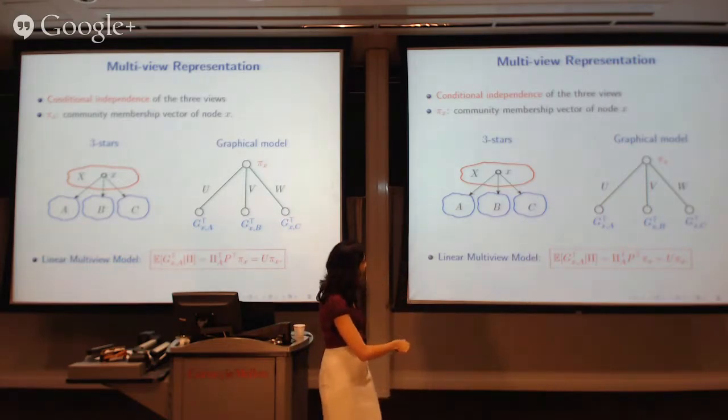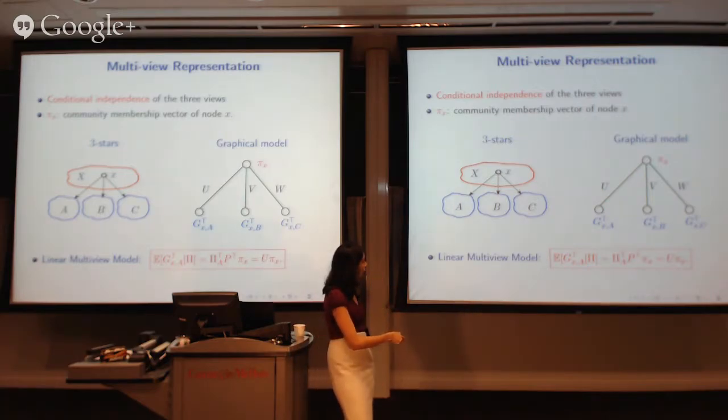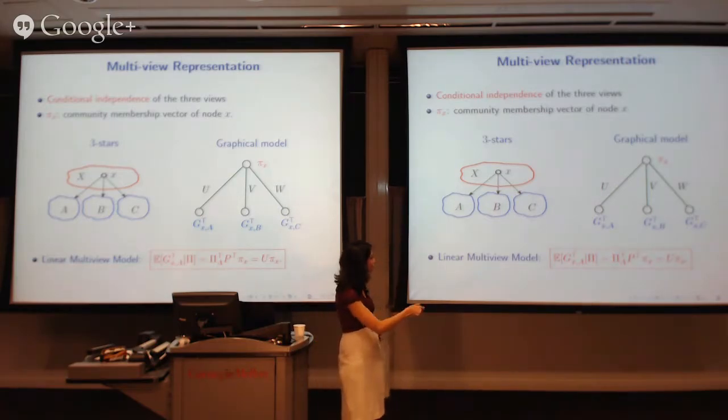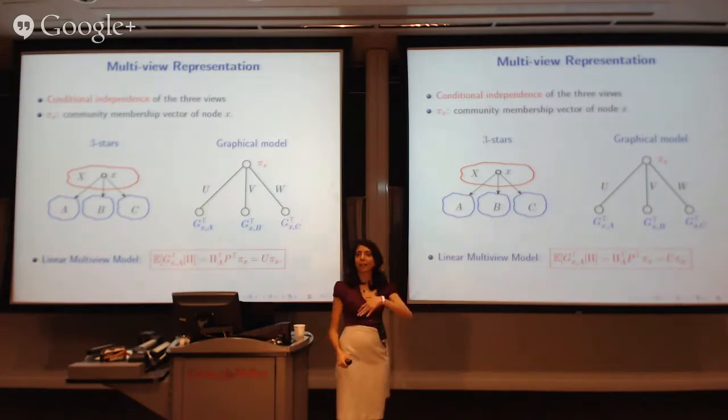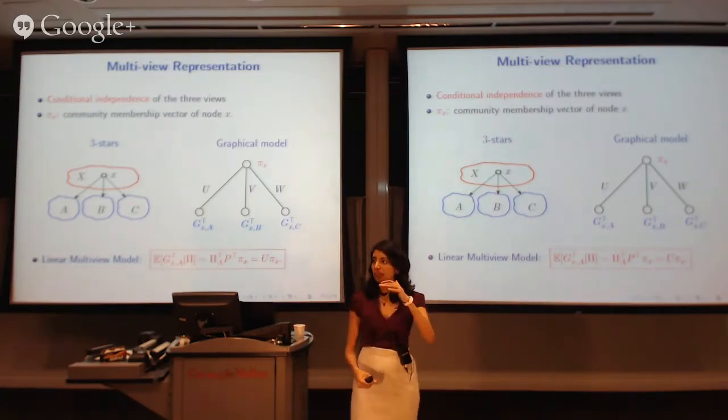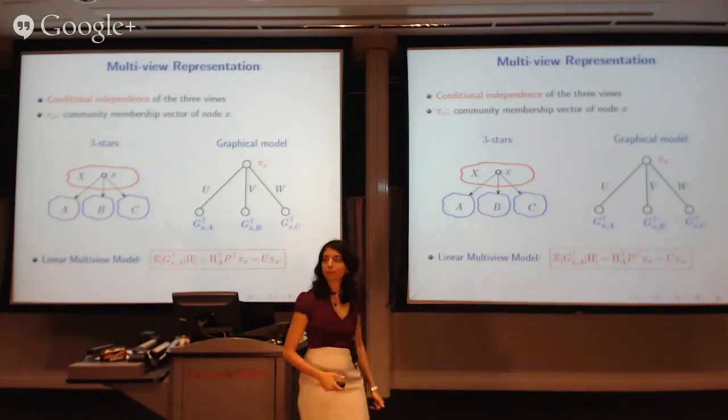And again, we have this linearity assumption here. If you recall, we had this assumption of how the edges are generated given the community memberships, and by modifying it slightly, we see that it's just a linear function of the memberships of node X. So that's why I have these matrices U, V, and W. These are, again, the linear maps of the community memberships to the set of edges. So in expectation, I have this form.